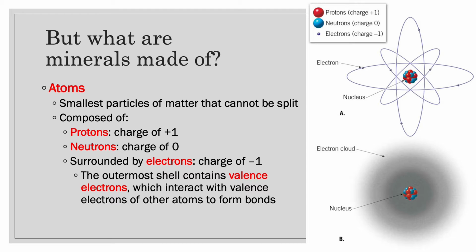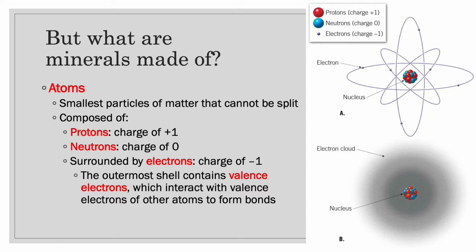Atoms are composed of protons and neutrons within a nucleus at the center of the atom. Protons have an electrical charge of +1, and neutrons have an electrical charge of 0. The nucleus with protons and neutrons in it is surrounded by an electron cloud that contains electrons with a charge of -1.